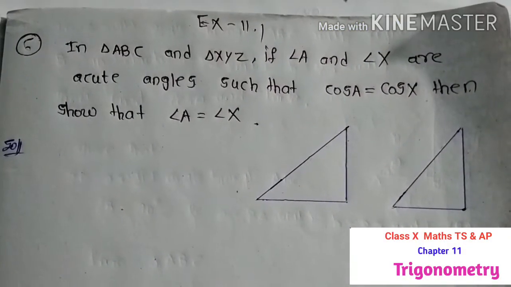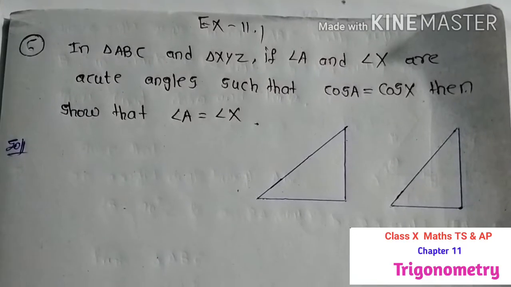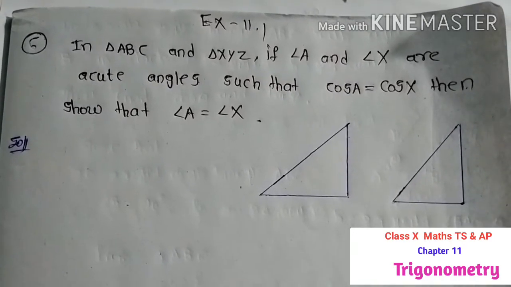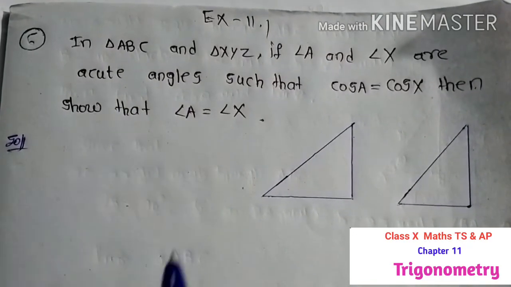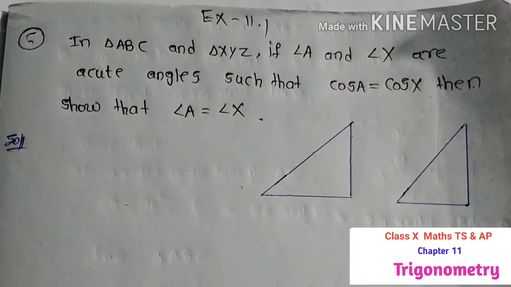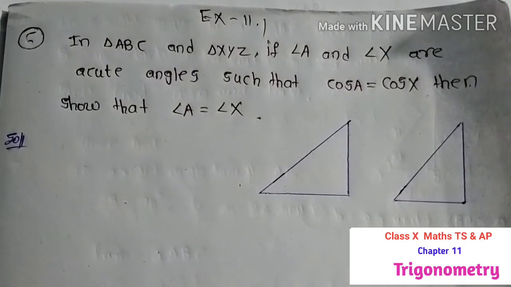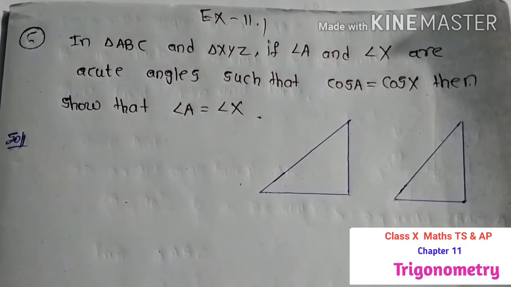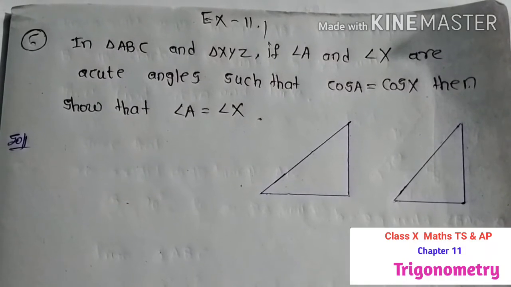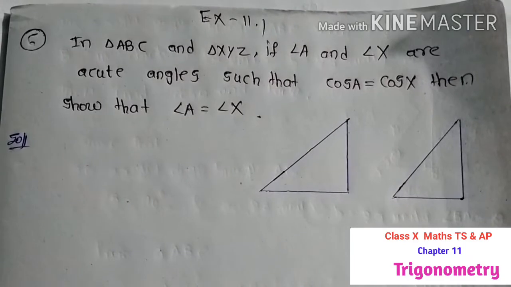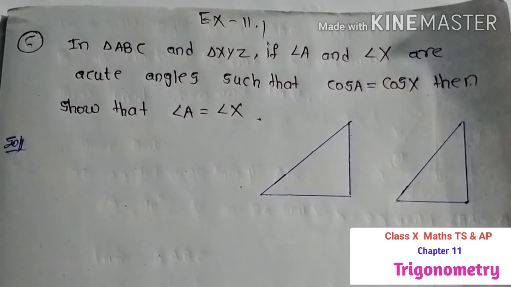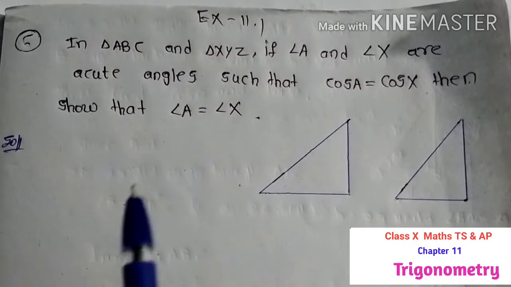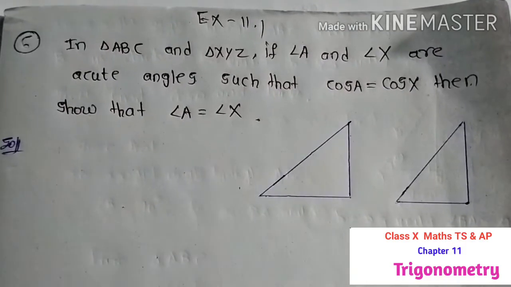Now you can see here exercise 11.1 question number 6. In triangle ABC and triangle XYZ, if angle A and angle X are acute angles such that cos A is equal to cos X, then show that angle A is equal to angle X.